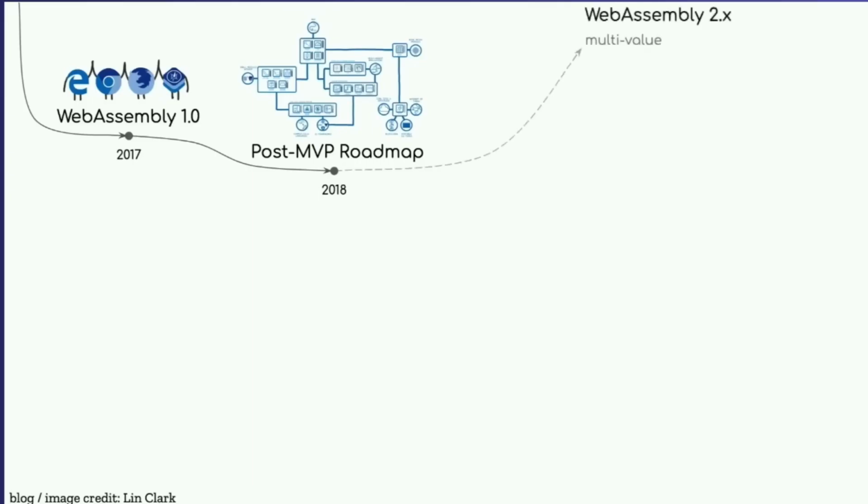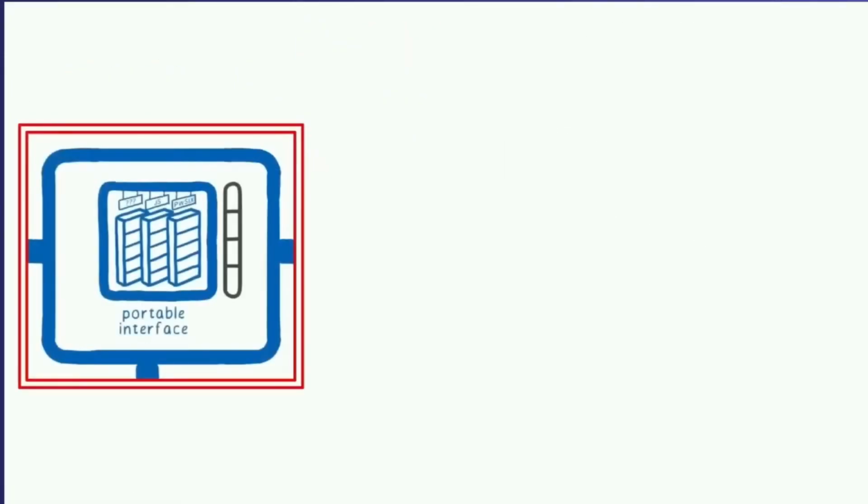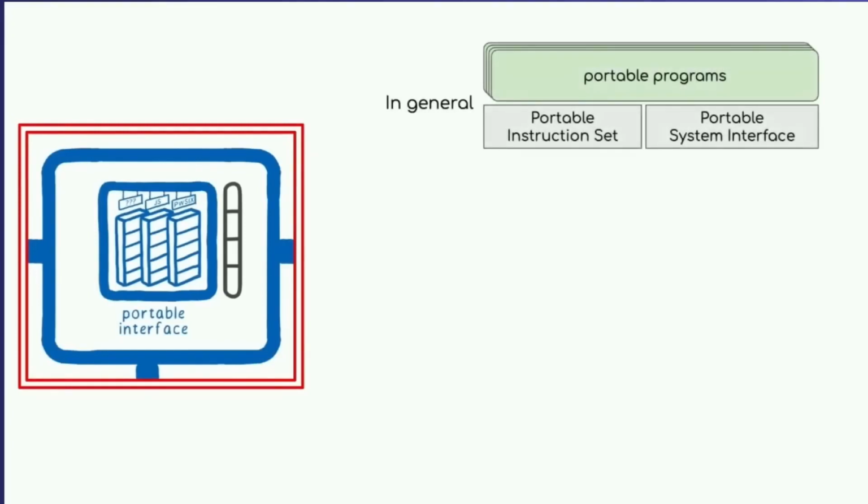Indeed, a whole bunch of this work has been in progress in the WebAssembly CG, extending the core of WebAssembly with new instructions and value types. But if we look at this one branch of the skill tree and then zoom in, it says portable interface. So what's that about? In general, if we want to have portable programs, we need a portable instruction set and a portable system interface.